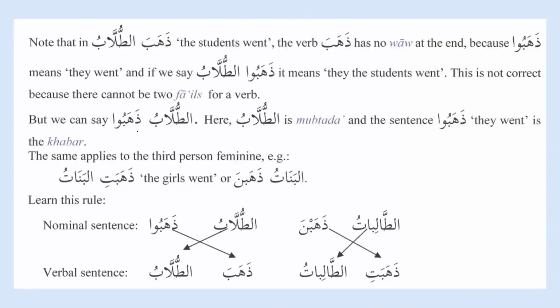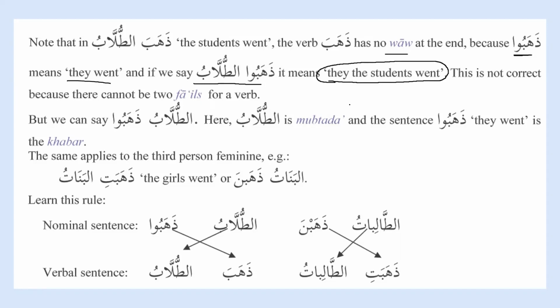Okay, now, as a student, you might be thinking, why do we have to use only dhahaba? Why do we not change the verb? To answer this question, note that dhahaba at-tullabu means the students went. The verb dhahaba has no wow. For example, it's not dhahabu. Dhahabu means they went. And if we say dhahabu at-tullabu, it means they, the students went. Does it make any sense in English? It doesn't make any sense in English. So why would it make any sense in Arabic?